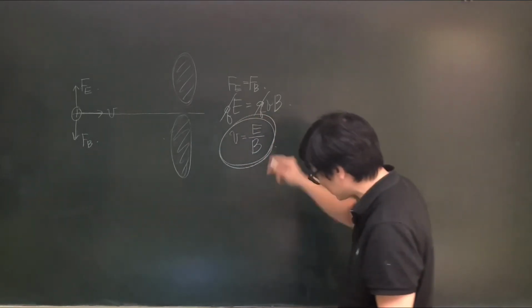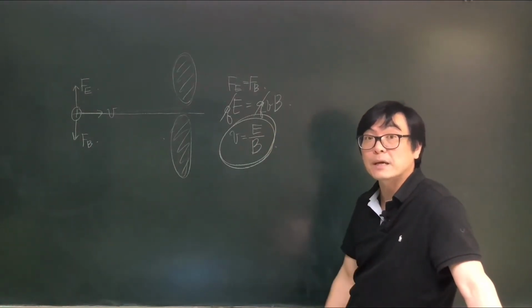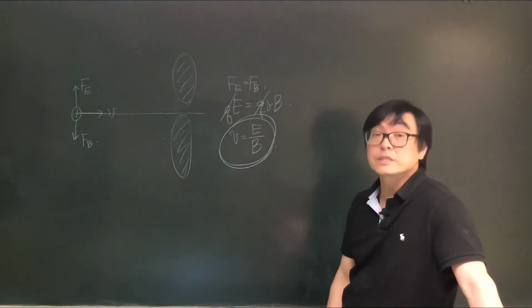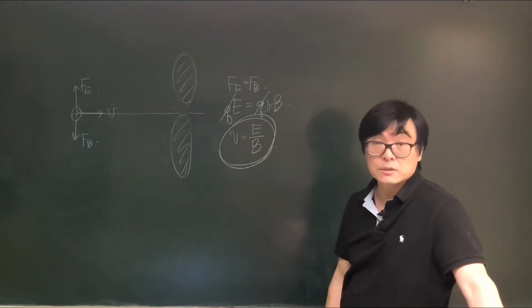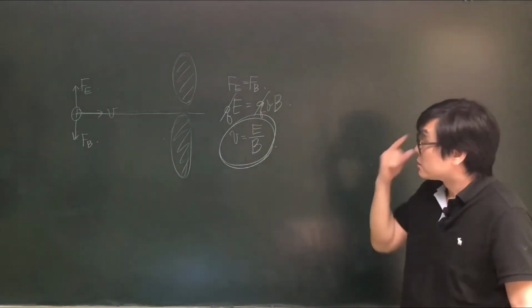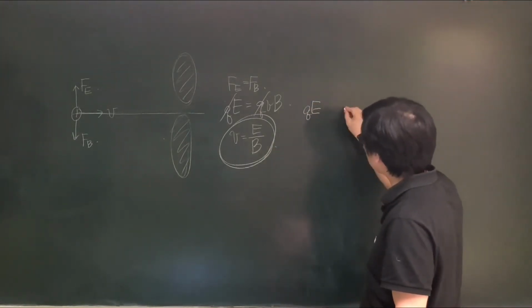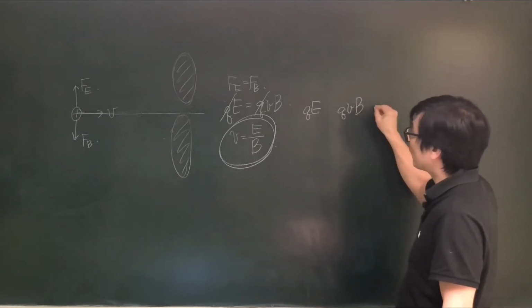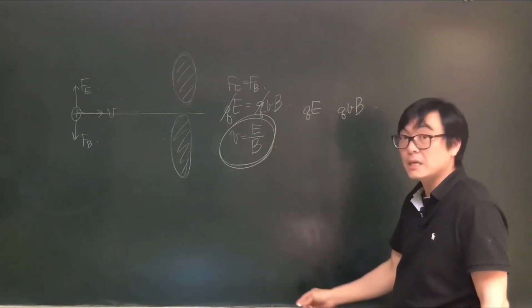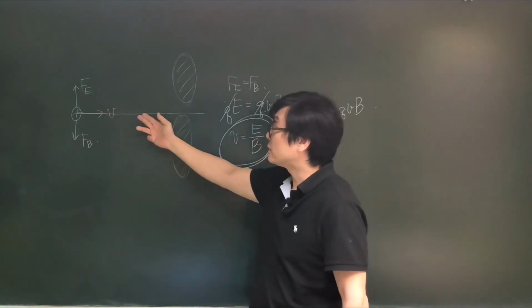This is our condition. If the speed of the charged particle is the same as the ratio of the electric field and the magnetic field in that region, that charged particle can travel horizontally without any force on it. So that means without the net force on it. Okay, so this is the condition. And if you compare the electric force and magnetic force, if velocity is exactly equal to the ratio E over B, then this one will not be deflected and just go straight.